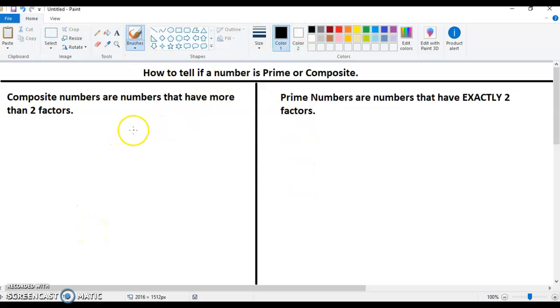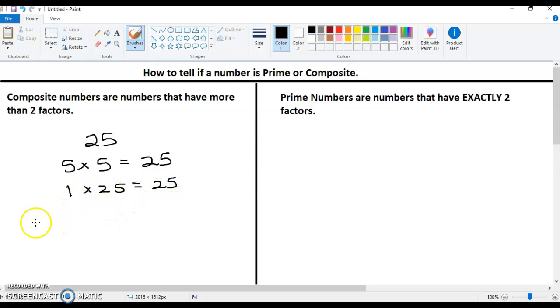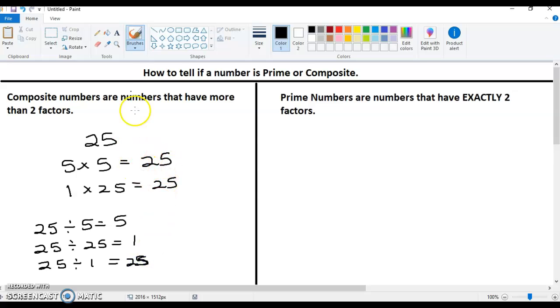Let's try another one. Let's look at one that has an odd number of factors. Let's take the number, let me think here, 25. Let's look at the number 25. So the first thing you might think of is 5 times 5. That's fantastic because 5 times 5 is 25. You could also do 1 times 25. So now what we have to do is test it using the divisibility test. Well, 25 divided by 5 is going to equal 5. That's good. 25 divided by 25, that equals 1. And 25 divided by 1 will equal 25.